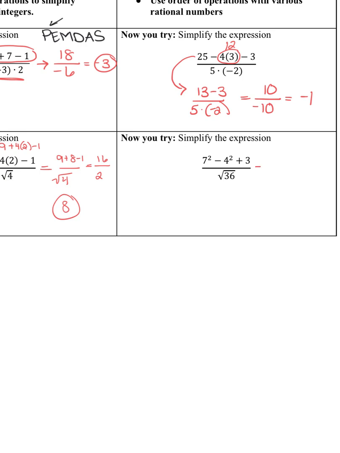Just like in the example I did before this one, I tackled the numerator, then the denominator. In this one I have 2 exponents, so it might be helpful to cross them out and evaluate them. This is going to be 49, and this is going to be 16. Now I can add and subtract from left to right. So 49 minus 16 is going to give me 33. 33 plus 3 is 36. Then the square root of 36 is going to give me 6. A lot of 6's. And 36 divided by 6 is then 6.